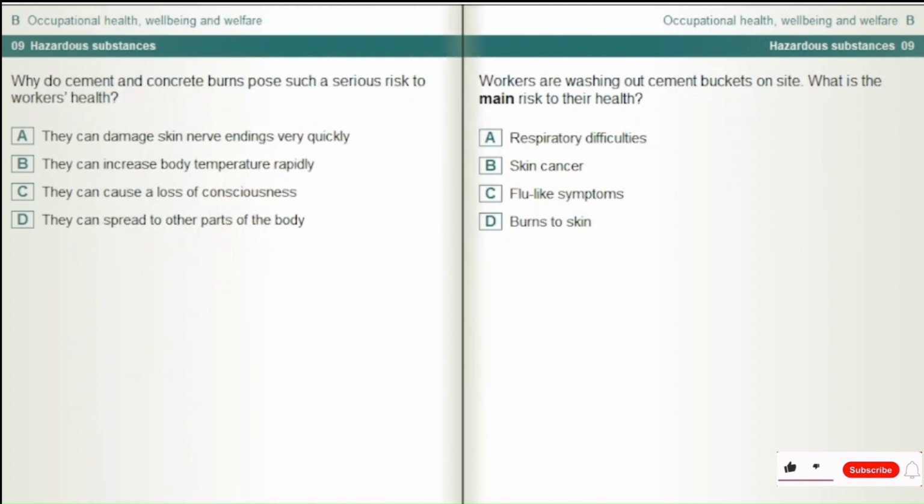Why do cement and concrete burns pose such a serious risk to workers' health? They can damage skin nerve endings very quickly. They can increase body temperature rapidly. They can cause a loss of consciousness. They can spread to other parts of the body.